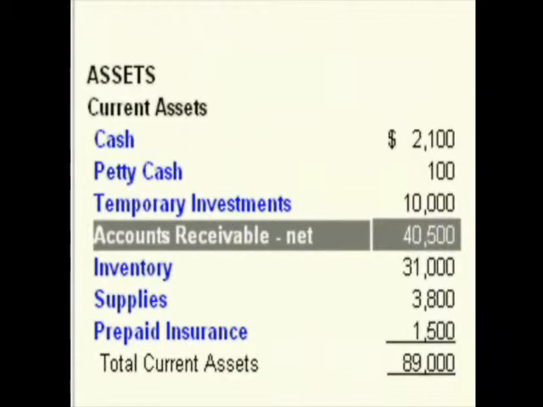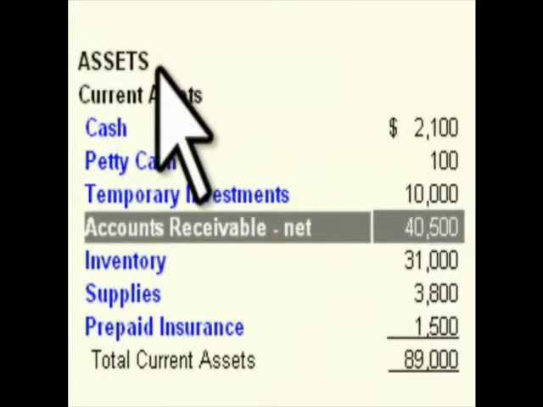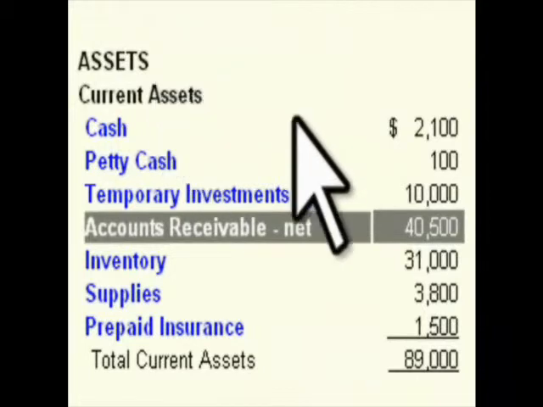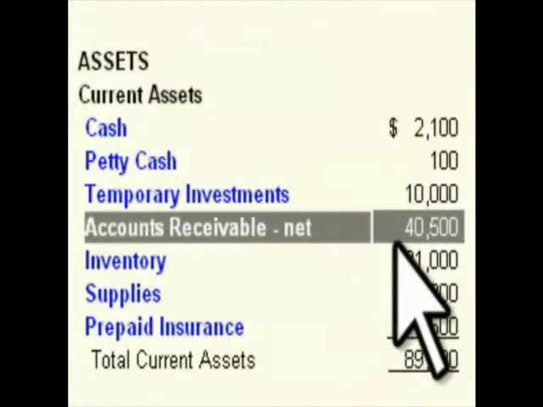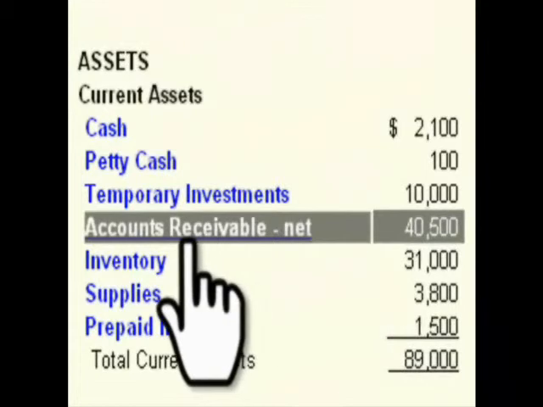Remember that the debts should always be under the assets column, with a deduction to indicate the debts, entitled accounts receivable, net.